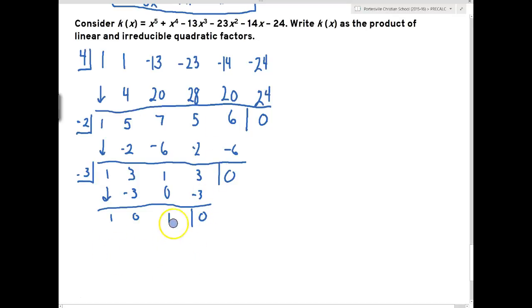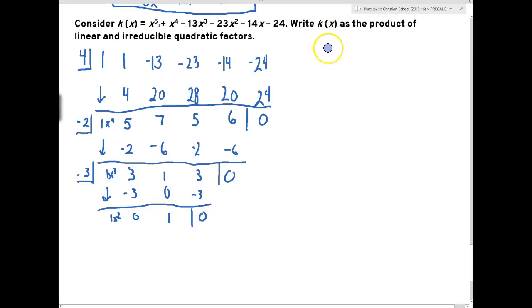And what's going to happen is we are going to end up with a quadratic here because our original was x to the 5th, which made our first division x to the 4th. Our second division answer x to the 3rd. And our third factor became x squared. So that will be a quadratic that we cannot reduce.